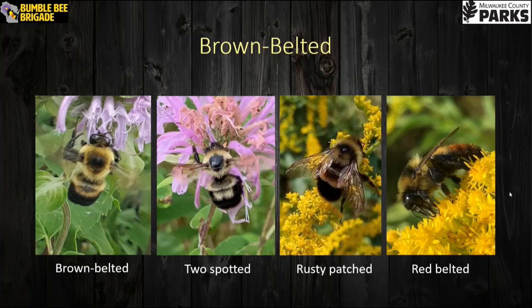The rusty patch is going to have a bit different of an orange color, a little more rusty orange than the more muted brownish orange color of the brown belt. And then you're also going to see that below this rusty patch you're going to have that little bit of yellow versus the black on the sides and below for the brown belt.